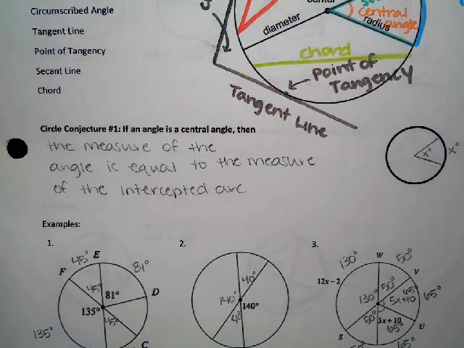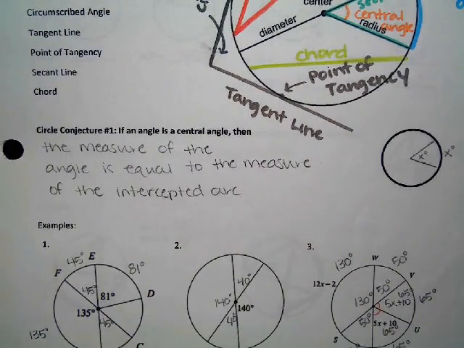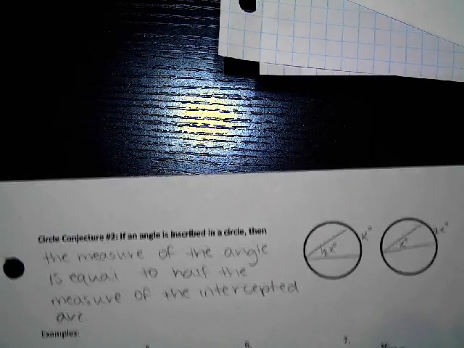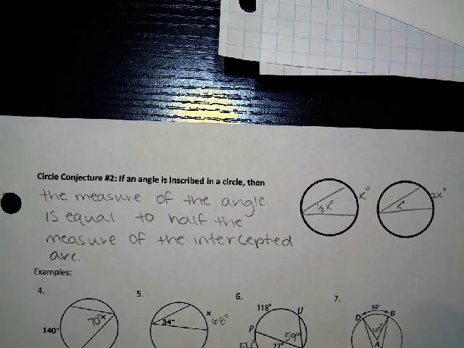The central angle and the intercepted arc are, what do we know about them? They're the same. Okay, so if you have a central angle, that and the intercepted arc are the same. And then we also learned about what we call an inscribed angle.